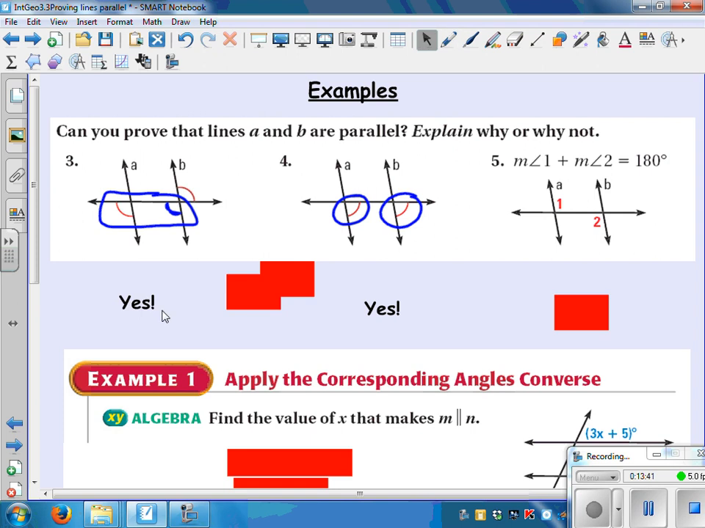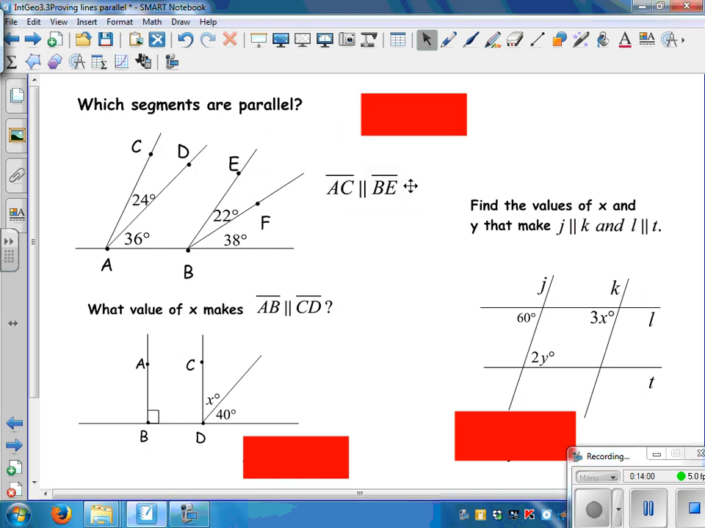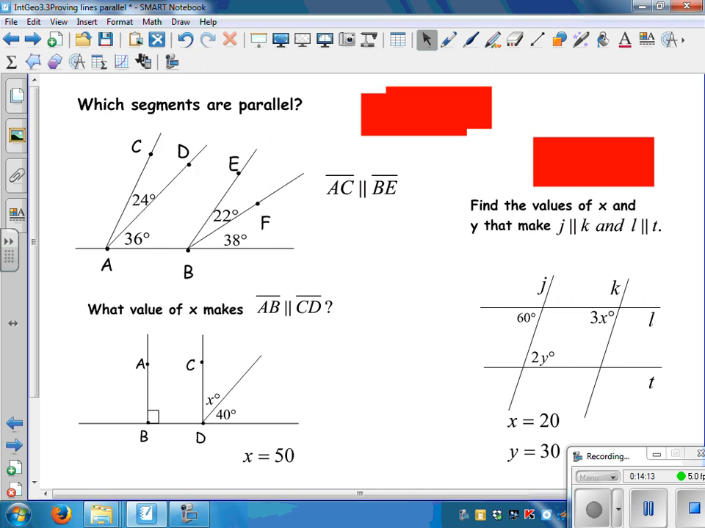And number 5, you have alternate interiors, but they don't have a marked congruent. In fact, they made a statement that they were equal to 180, and that's not true. Same side interiors are supplementary, but these are not same side interiors, they're alternate interiors. So the answers to the 3 pictures here: AC and BE are parallel in that picture. X would have to be 50 to make those parallel. And over here, this is extremely familiar, isn't it? X is 20 and Y is 30. That's just a variation on another problem that we have done.